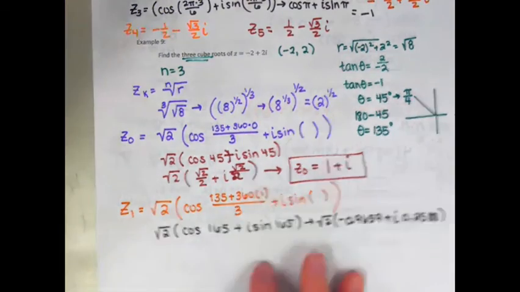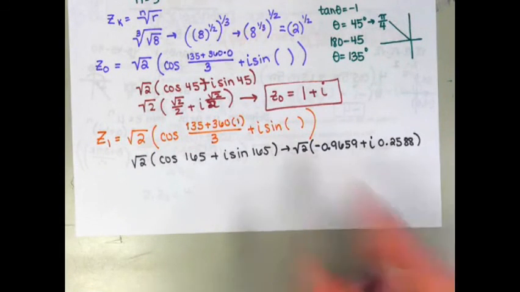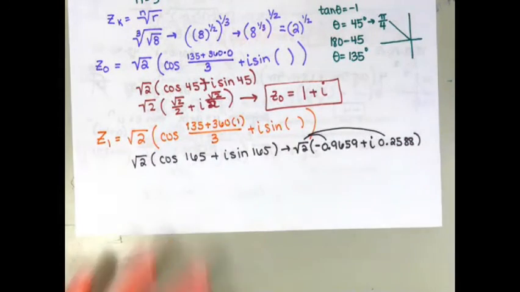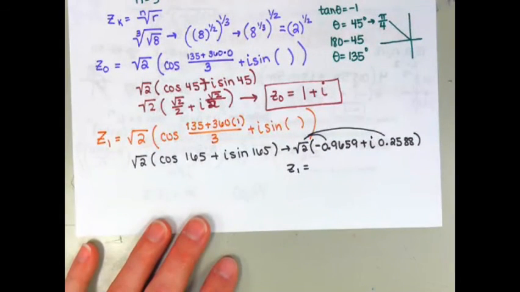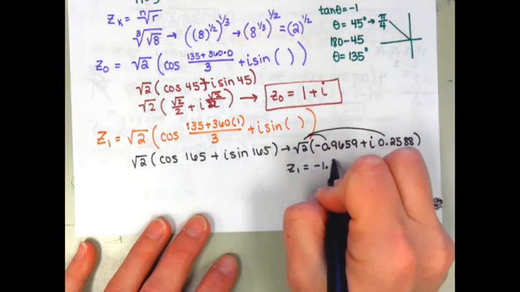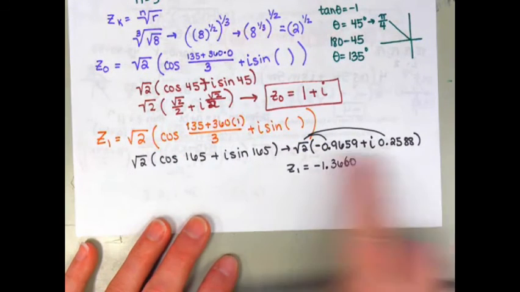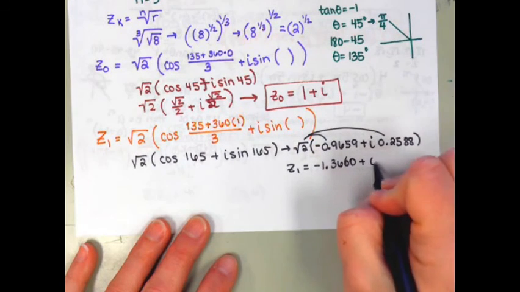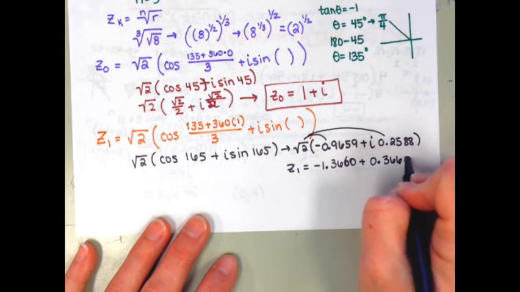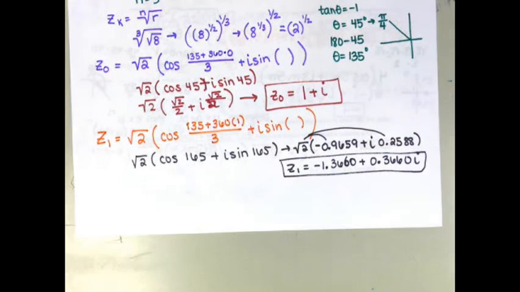And now, can you take each one of those numbers and multiply it by the square root of 2? Giving me a decimal? Yeah, so the square root of 2 times each of those would get me to what? So z to the 1st. The square root of 2 times negative 0.9659 would be negative 1.3660. Is that what you guys got? And then radical 2 times that 0.2588 is 0.3660 I. Is that what you guys got? Okay with that?